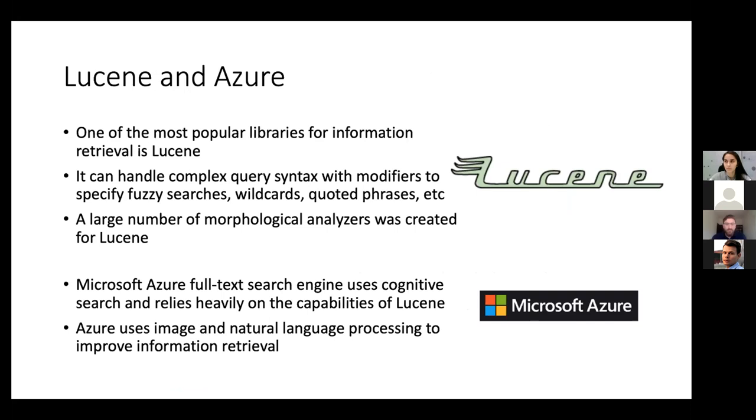Microsoft Azure's full-text search engine, Azure Cognitive Search, relies heavily on the capabilities of Lucene. It is possible to use the simple query language and the Lucene extended query language. Azure Cognitive Search supports a wide variety of morphology analyzers for Lucene. Artificial intelligence in Azure is used to enrich indexing. It uses image and natural language processing.